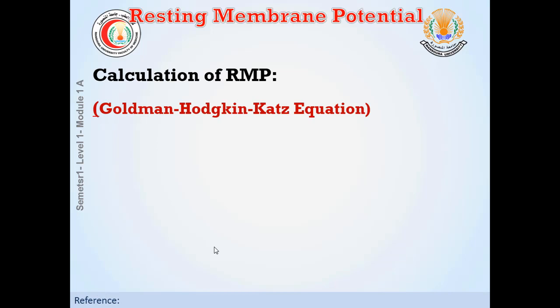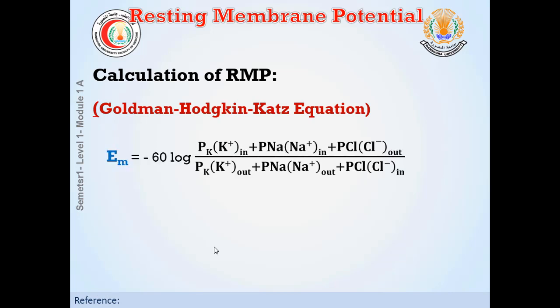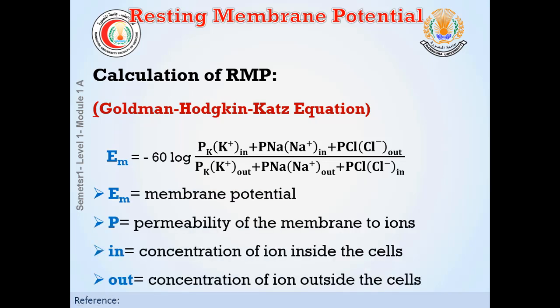Calculation of resting membrane potential by the Goldman-Hodgkin-Katz equation, which says that resting membrane potential equals minus 60 log. EM is the membrane potential. P refers to permeability of the membrane to the ion. In is the concentration of the ion inside the cell, out is the concentration of the ion outside the cell.